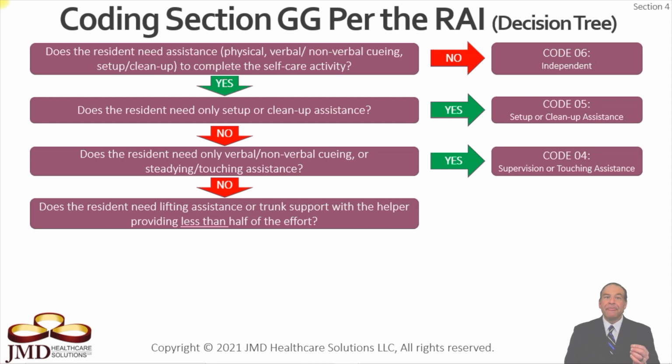The question would be, does the resident need lifting assistance or trunk support with a helper, one, providing less than half the effort? If you're doing half the effort, sometimes that's hard to gauge. I think we talked about in part 1. It's hard to make that determination. Was that half, less than half, over half? Just think about the activity. Think about what they're doing.